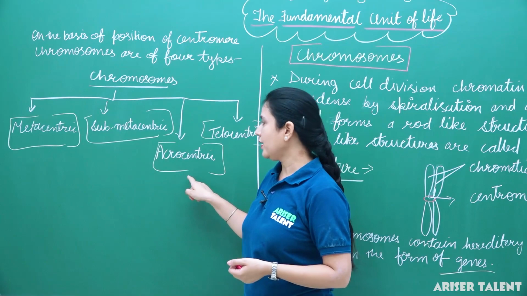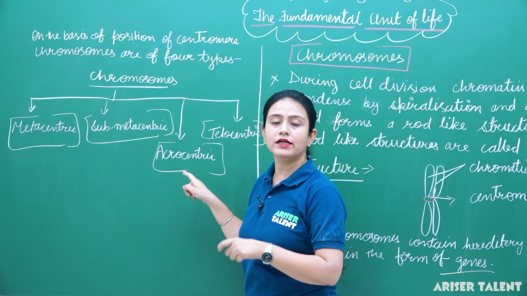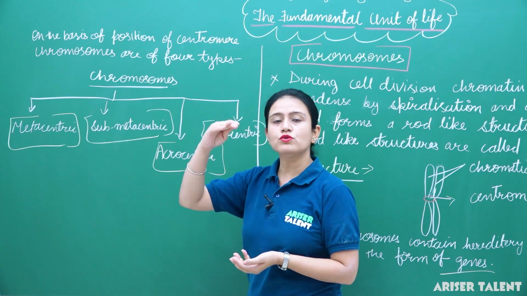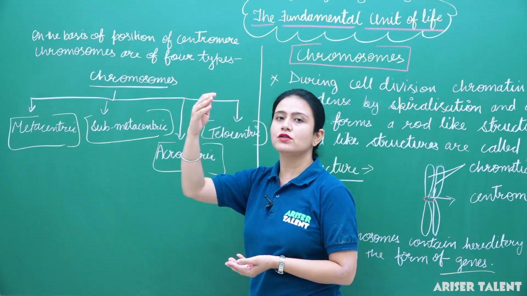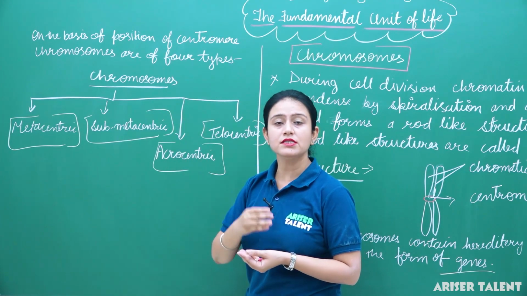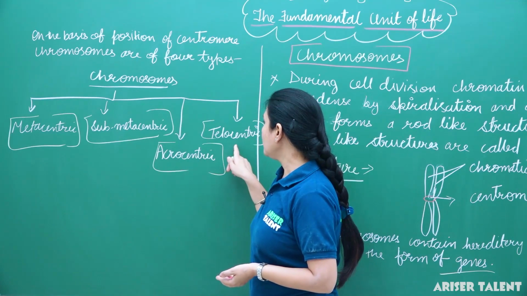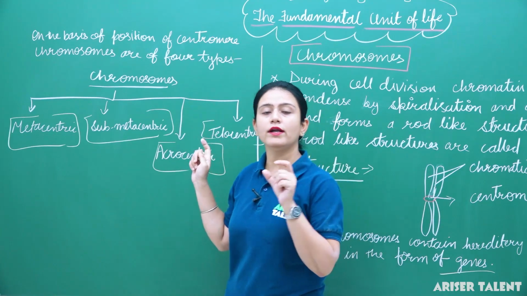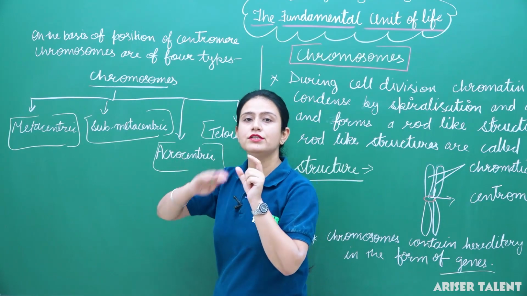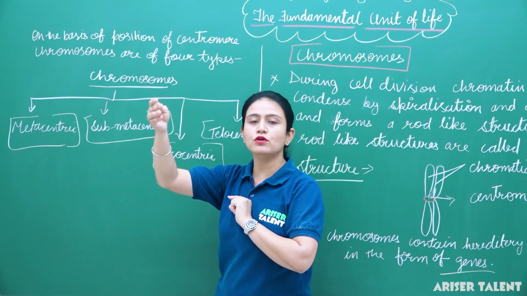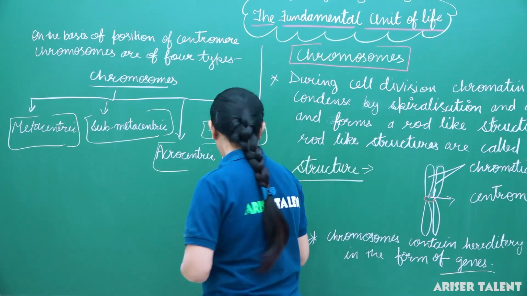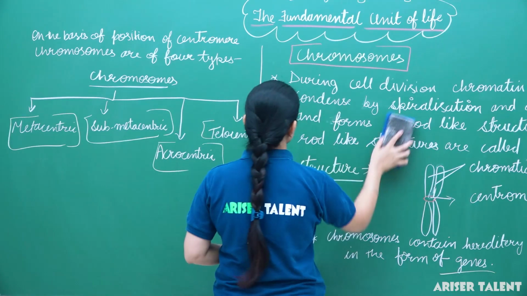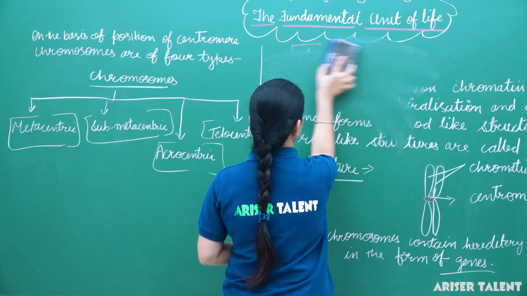But if we talk about acrocentric, in this condition the centromere comes to the end of the chromosome and one arm is very short and another arm is very long. But if we talk about the telocentric, then what happens in the telocentric? The centromere reaches the end of the chromosome and both the arms shift to one side. So here we will discuss the 4 types of chromosomes.